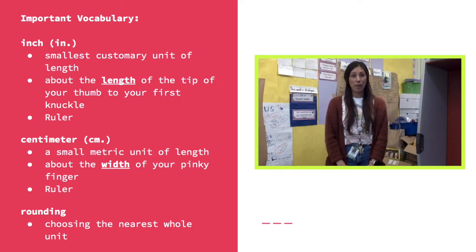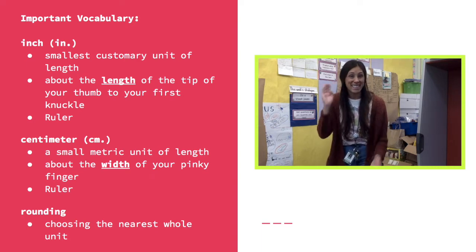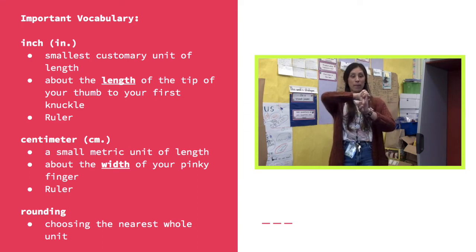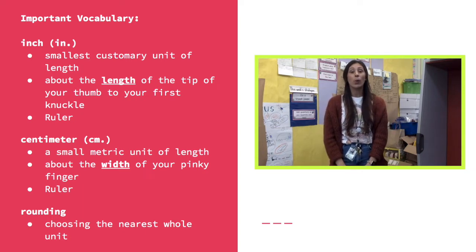Now our second vocabulary word today is centimeter. Everybody say centimeter. Nice job. And remember, centimeter can also be abbreviated. Do you remember what centimeter can be abbreviated to? CM period. You've got it. You're experts at this measuring stuff. Now, a centimeter is about the width of your pinky finger. So not the length this time, not from top to bottom, but from side to side. So for your pinky finger, we're talking about from this side to this side. That's about a centimeter. Now, we also use a ruler to measure in centimeters.